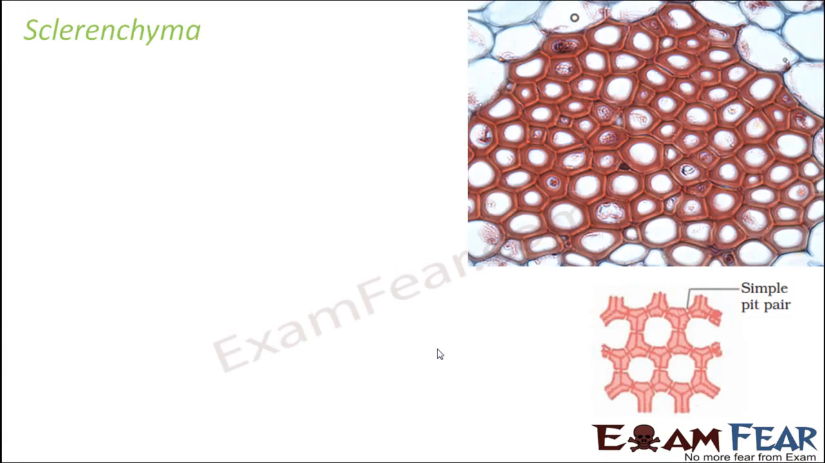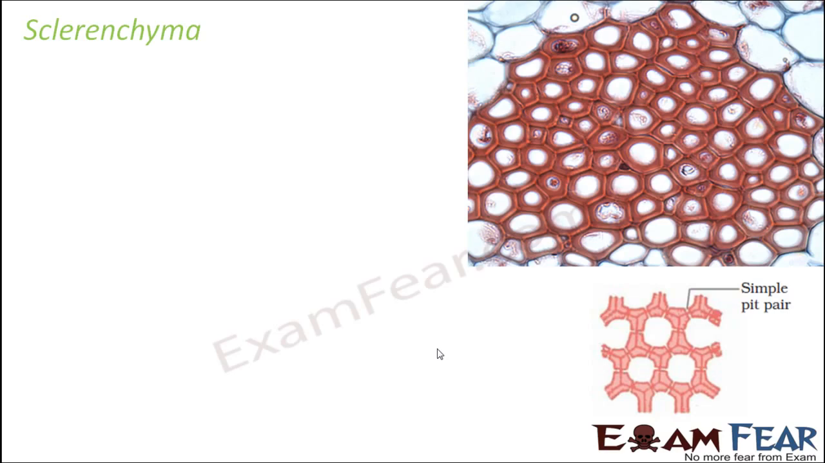Now let us talk about the third type of simple permanent tissue, that is sclerenchyma. So here what is going to happen? When we talked about parenchyma, the intercellular spaces were comparatively more. Then came collenchyma, where the intercellular spaces became negligible. Now we will see in sclerenchyma, the intercellular space is not at all there. Now the lesser intercellular space you have, the more strong or more rigid the tissue is. Correct? So that is why you saw the difference between parenchyma and collenchyma.